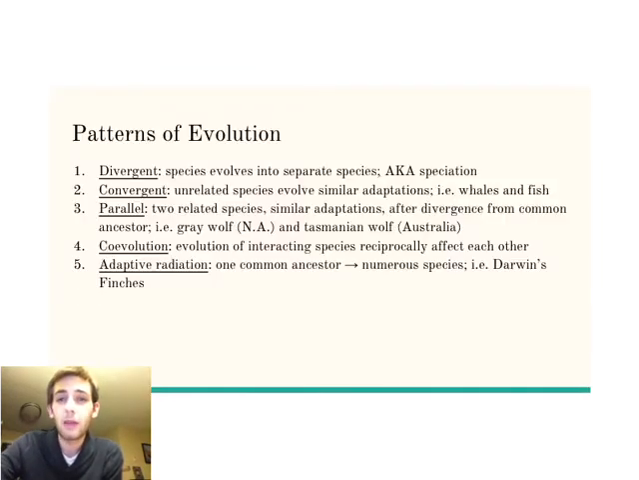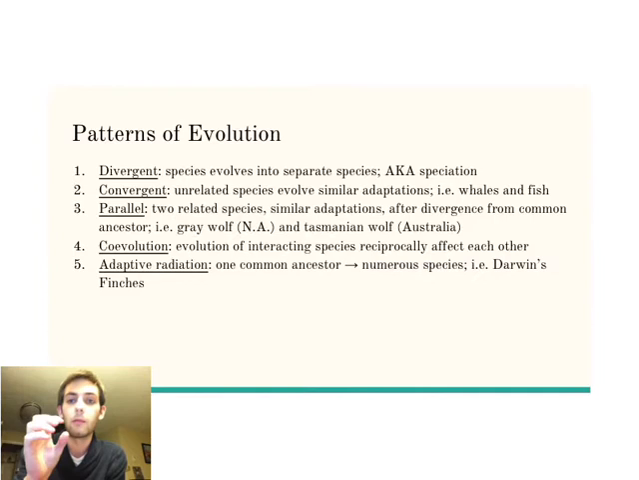So there are five main patterns of evolution, and you should be able to define all five of these. The first is divergent evolution, and this is when species are going to evolve into two separate species. And so that's essentially what speciation is. It's when there's a common ancestor, and from that common ancestor, you have two species that branch off. And so that's divergent evolution. So it's when similar species become different.